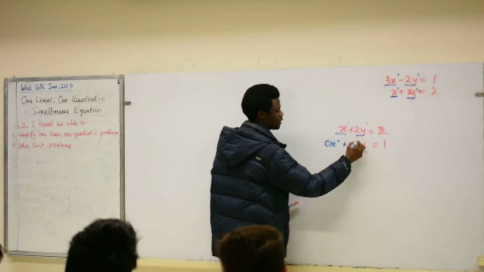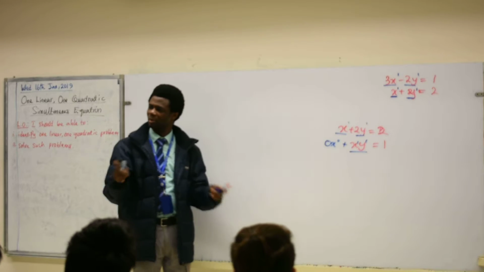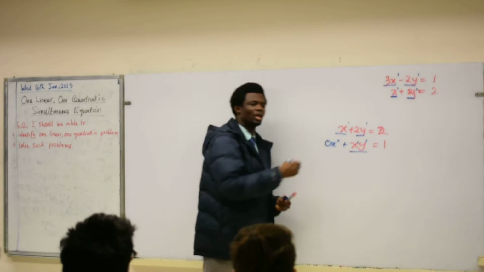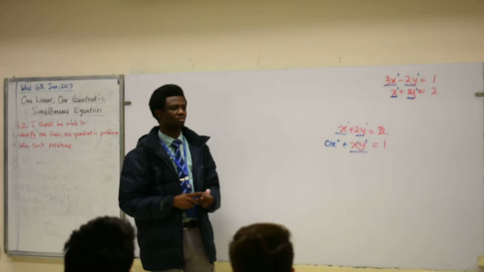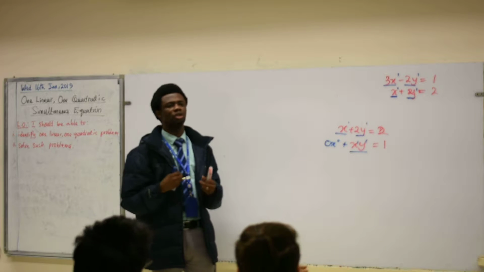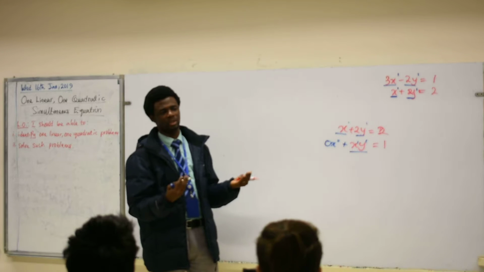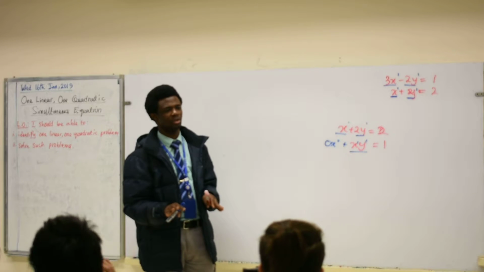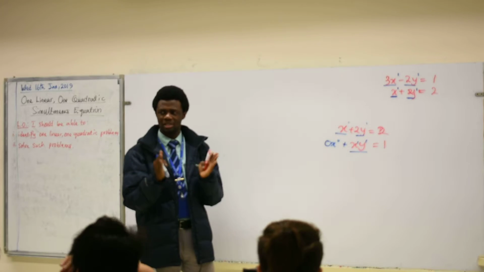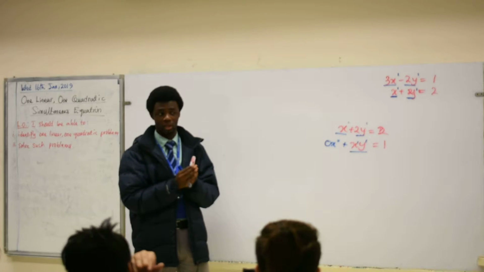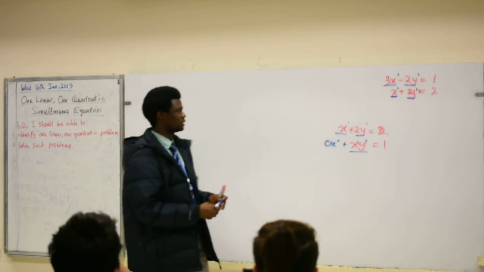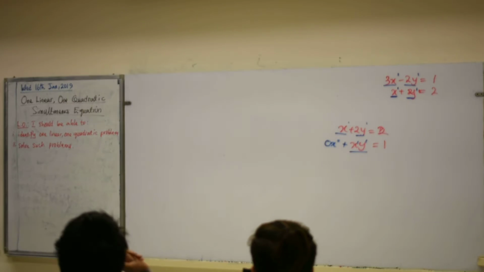But this term, there's power 1 and power 1. The combination of the power is what? 2. So this is quadratic. So this is one linear, one quadratic. Does that make sense? Some of this might be a bit tricky and kind of confusing. Don't get confused. Whenever any term has a combined power more than 1, it is no longer linear. Could be quadratic, could be cubic. Okay? Now, today we'll talk about one linear, one quadratic, like I said.